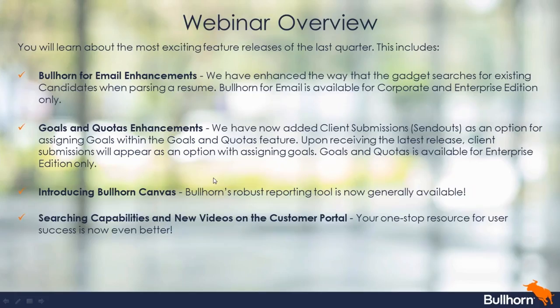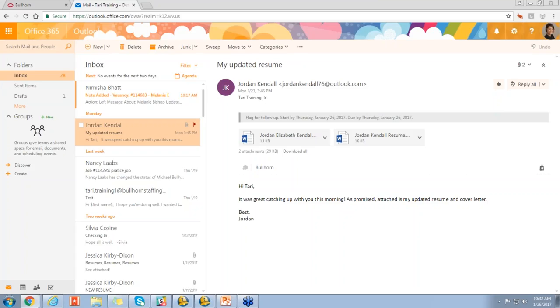As we start off, we're going to take it to Bullhorn for email. Now, Bullhorn for email is an email gadget that allows you to parse and add notes to records into Bullhorn from within your email inbox. Bullhorn for email is supported for a variety of email clients, computer operating systems, and browsers.